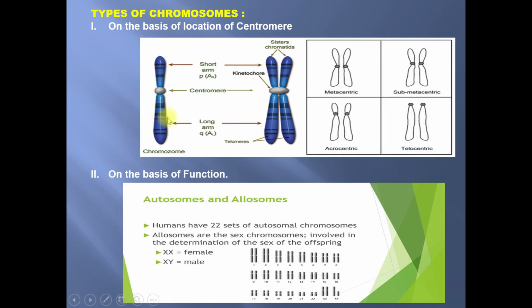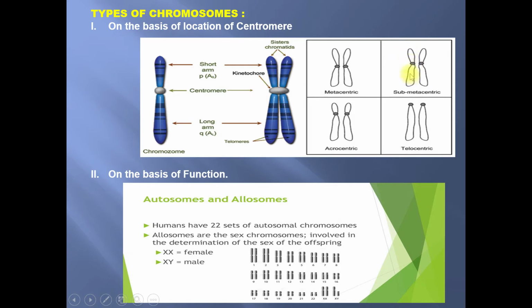Now, on the basis of the position of the centromere, there are four categories of chromosomes. The one where the centromere is present exactly at the center, dividing the P arm and the Q arm into equal lengths, is known as metacentric, which appears in the shape of V during cell division, in the anaphase stage. The next is submetacentric, in which the centromere is slightly above the center, so the P arm and Q arm are of unequal lengths.